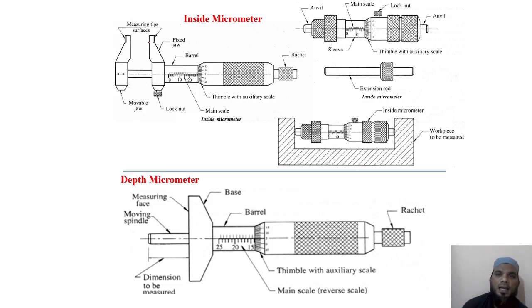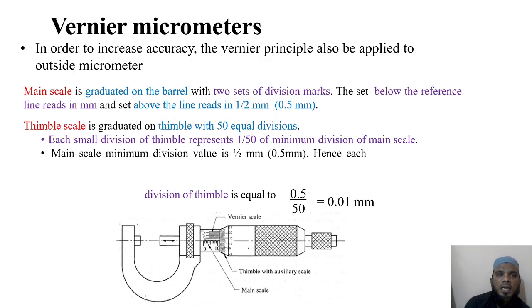Okay, clear. Next is the depth micrometer, similar to the vernier calipers. When you rotate this ratchet, this scale will be moving down. Based on where it touches this surface, the readings will be attached. So these readings can be measured easily. Next, the vernier micrometer. Vernier micrometer is again just like a vernier scale.